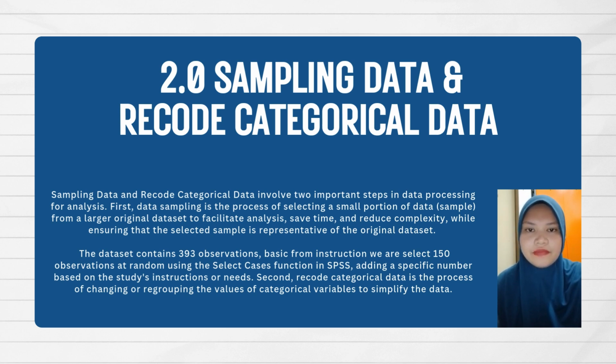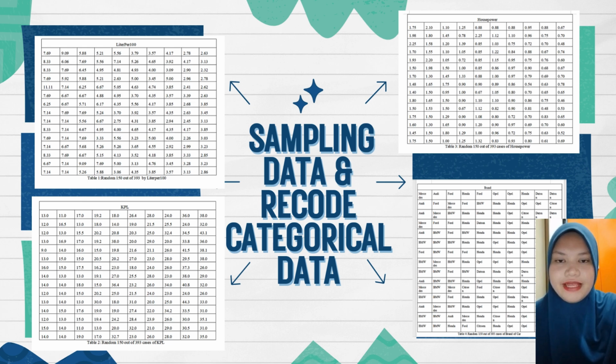We selected 150 observations at random using the select cases function in SPSS, entering a specific number based on the study instructions or needs. Second, recode categorical data is the process of changing or regrouping the values of categorical variables to simplify the data. This is the result of sampling data and recode categorical data from the SPSS.